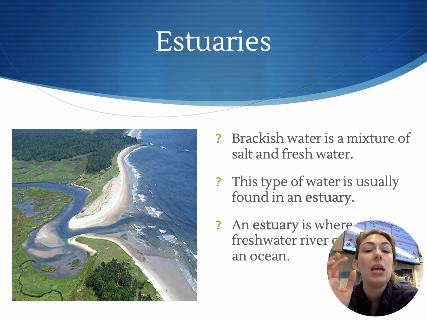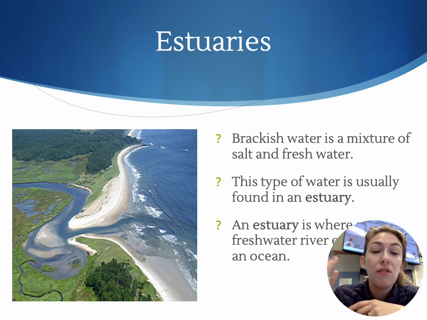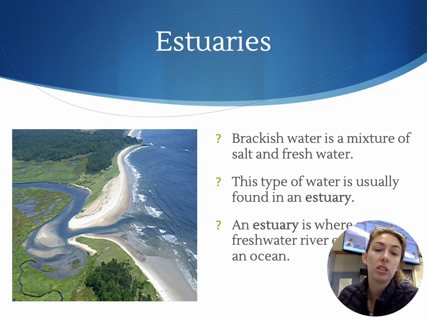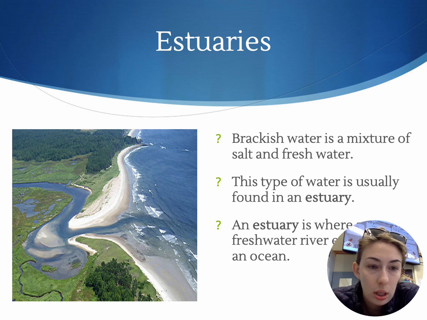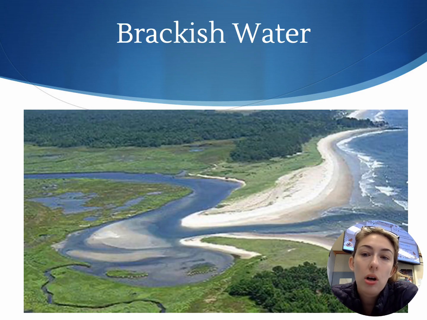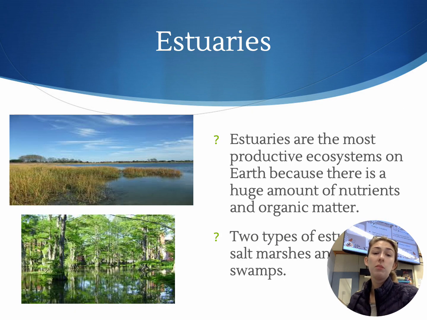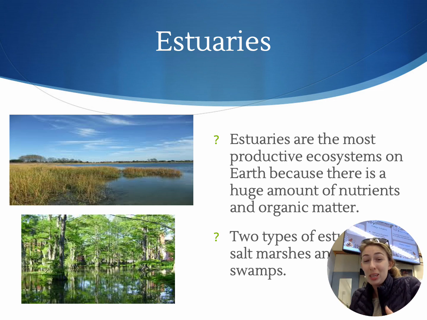Brackish water is going to be a mixture of both saltwater and freshwater. This type of water is usually found in estuaries, which connect, right, that leaking down freshwater into our oceans and such. So an estuary is connecting our rivers to our oceans. These estuaries are often known as brackish water. Okay, so our brackish water is a mix of fresh and salt. Estuaries are going to be the most productive ecosystems on Earth because there's a huge amount of nutrients and organic matter. Remember, we're getting all that stuff kind of compiled that's almost like waste products.